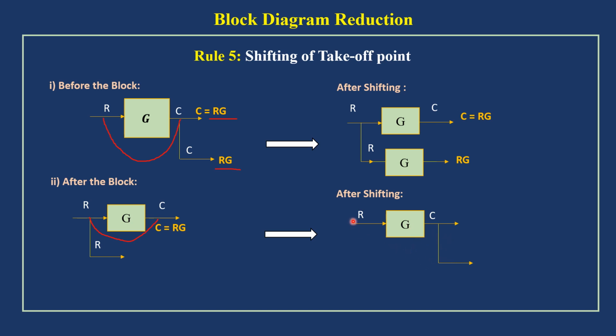Let me find the output. Here our input is R, the output is C, and from the output signal flow I am taking the takeoff point, so this output is also equal to RG. What is the output of the takeoff point? It should be R, but we got RG. So that G should be eliminated. For that we can include the reciprocal of G. A 1 by G block should be included to get the output of the takeoff point as R. So to shift the takeoff point after the block, 1 by gain should be included.